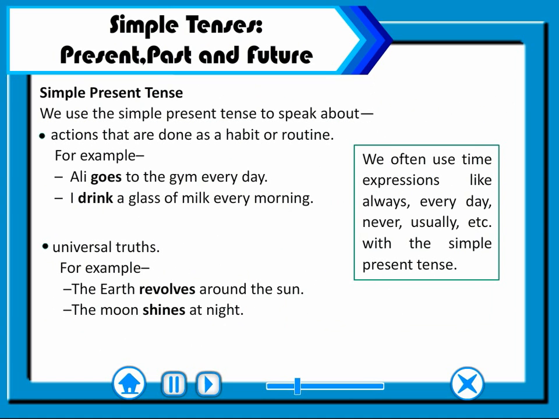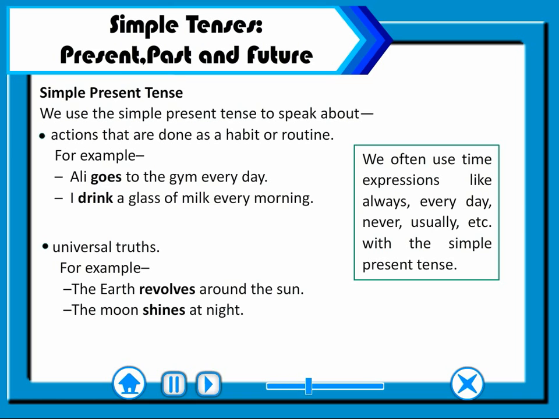Simple present tense. We use the simple present tense to speak about actions that are done as a habit or routine. For example, Ali goes to the gym every day. I drink a glass of milk every morning. We often use time expressions like always, every day, never, usually, etc. with the simple present tense.